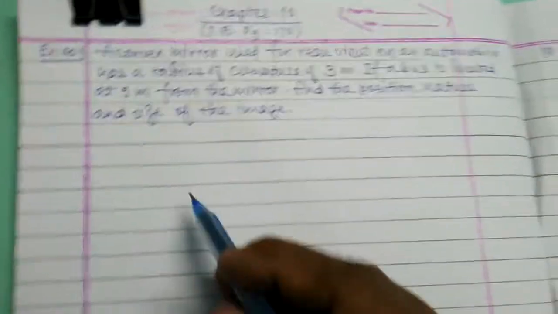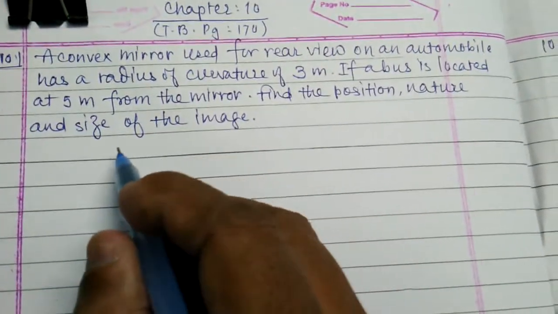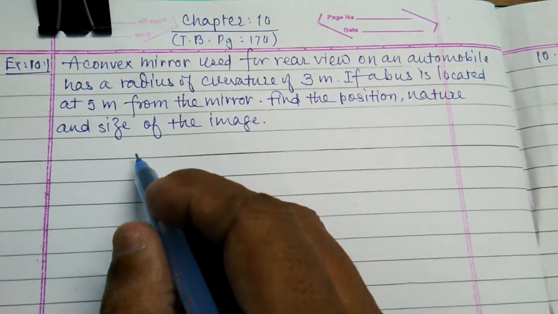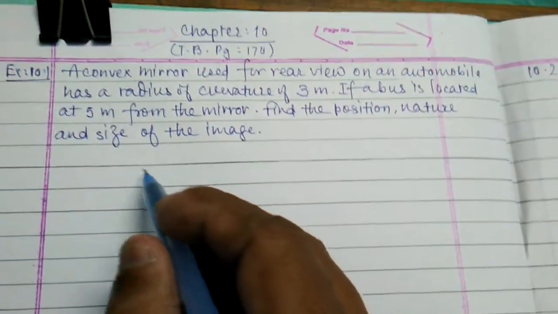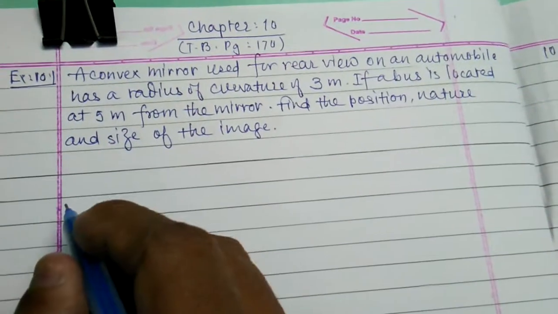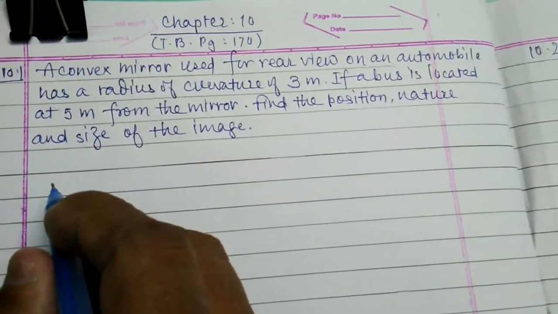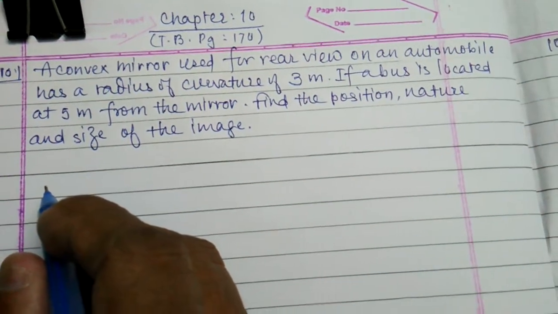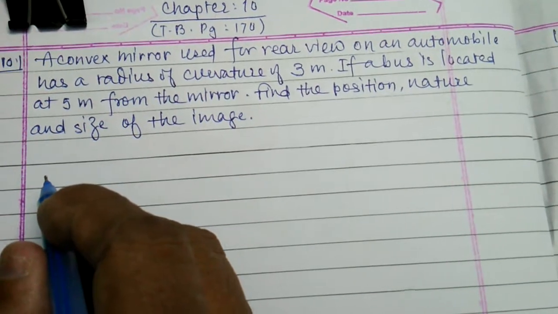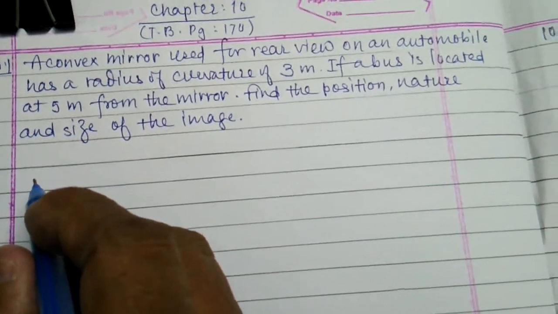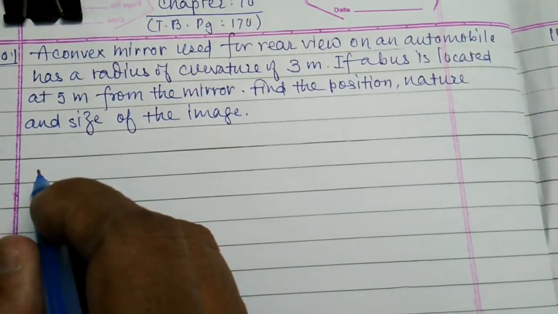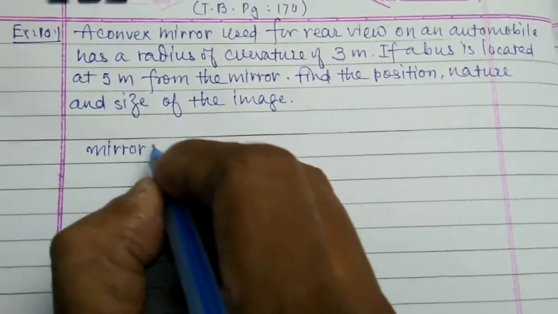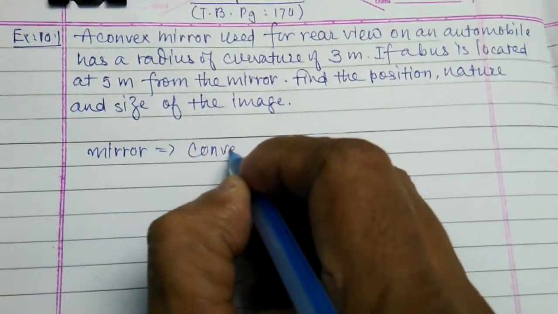The convex mirror used for the rear view mirror generally in our automobile, there are two side mirrors. They are convex mirrors, so it is the same thing. And for a convex mirror the image obtained is virtual, erect and reduced in size. Here we have a convex mirror.